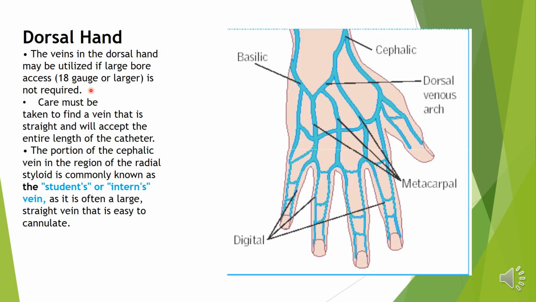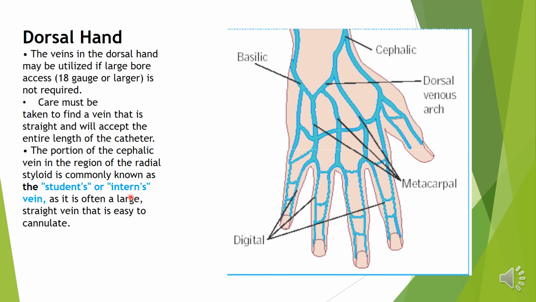In the upper extremity, we can also use the dorsal aspect of the hand. This is the dorsal aspect of the hand, and the blue colored vessels are the veins in the dorsal aspect of the hand. We can see here the basilic vein, the cephalic vein, the dorsal venous arch, the metacarpal vein, and the digital vein for IV access.